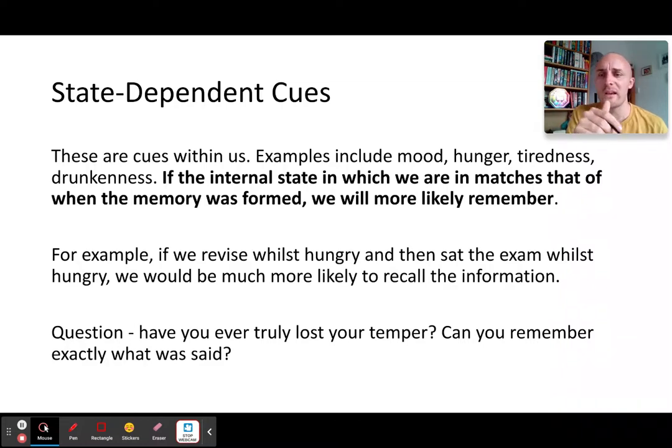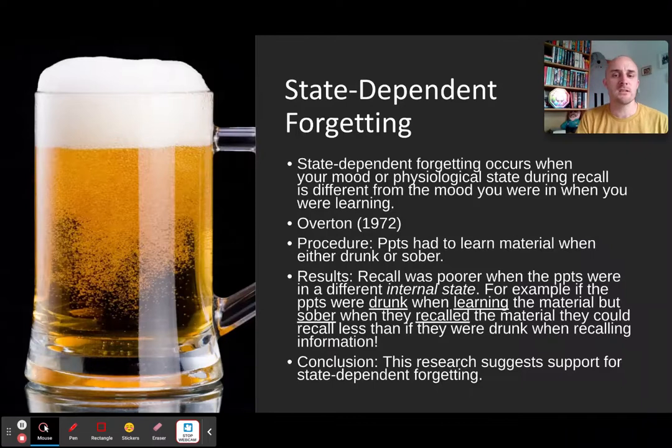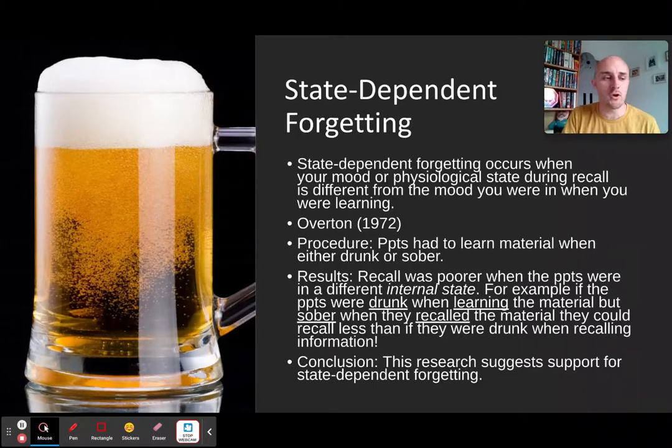Has anyone ever truly lost their temper? As in, truly lost their temper. And you feel that heat building up inside of you, and you think, oh my God, it's going to go. Oh my God. And you have one last rational thought. That's usually something like, just don't throw it at them. And then it comes out and you just go absolutely mad at someone. I bet you can't remember word for word what you said now, because you are no longer in that same emotional state as you were. So a piece of research you need to know is Overton 1972. This is a great piece of research.